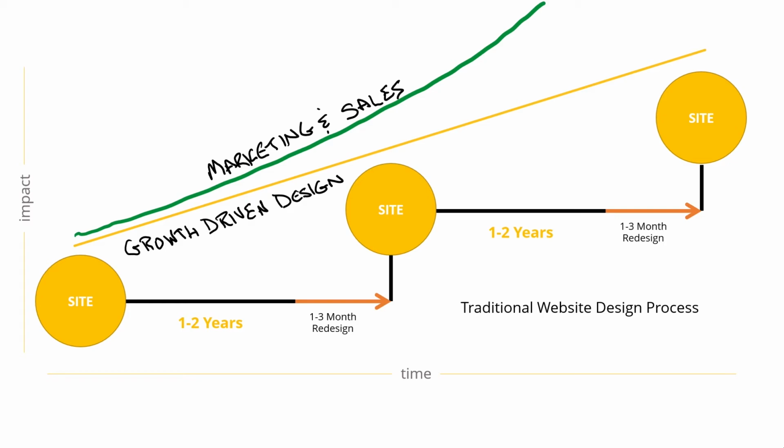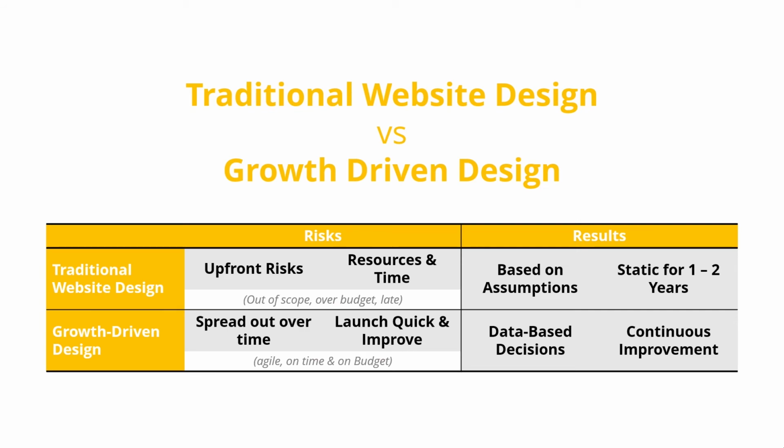So some of the things to take into account with traditional website design versus growth-driven design are the upfront risks of a traditional website design. We're spending an immense amount of time and effort building a website that is often based off of assumptions and not data. It's based off of somebody's design preference. A lot of times this also results in an out-of-scope or over-budget website, and oftentimes that 3 months turns into 6 months or 12 months. So now that we have a site based off of assumptions, it's going to sit pretty much static for 1 to 2 years, and not a lot of effort is going to go into that website to improve it.